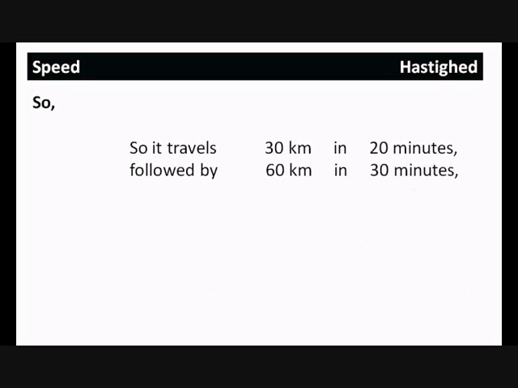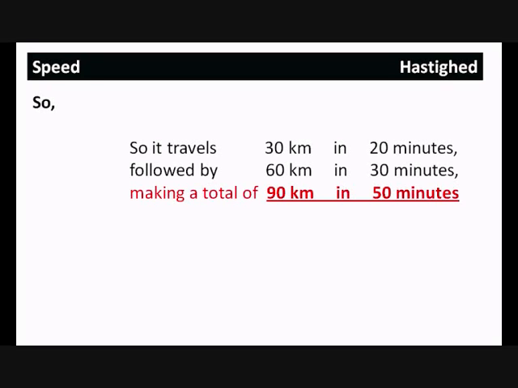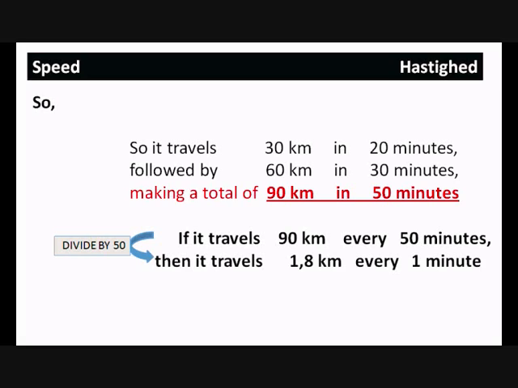30 kilometers in 20 minutes, followed by 60 kilometers in 30 minutes. So overall, it's travelled 90 kilometers in 50 minutes. If it travels 90 kilometers in 50 minutes, then on average in 1 minute, it travels 1.8 kilometers. Just divided everything by 50 to find that out.